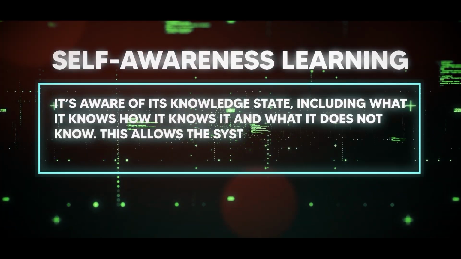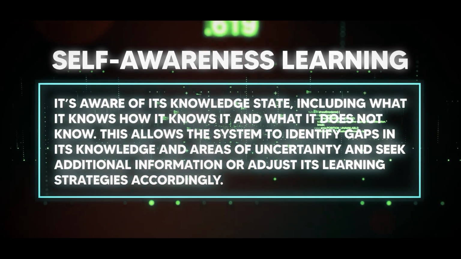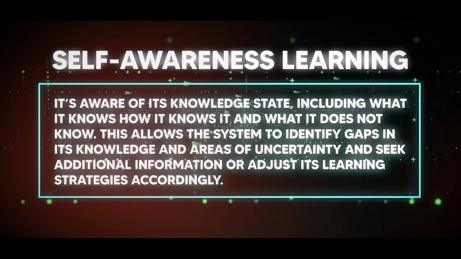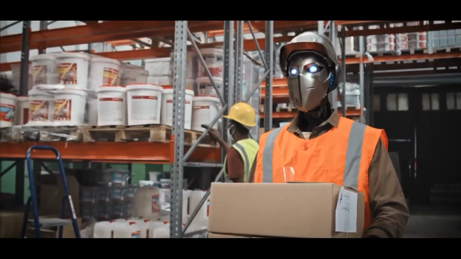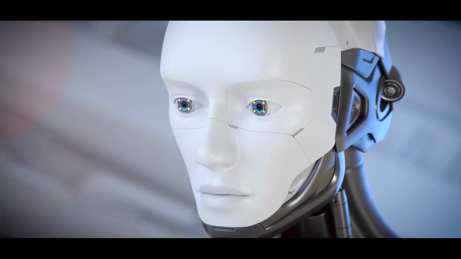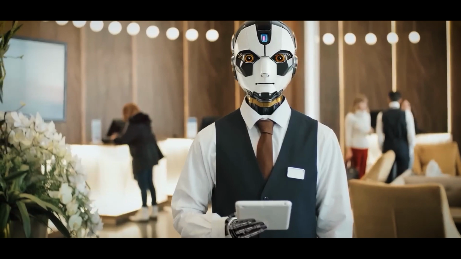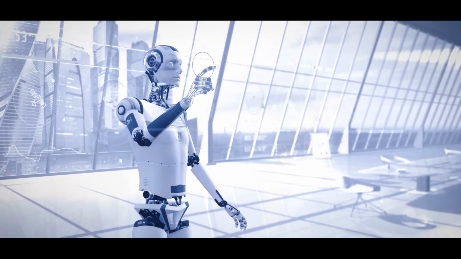It's aware of its knowledge state, including what it knows and how it knows it, and what it does not know. This allows the system to identify gaps in its knowledge and areas of uncertainty and seek additional information or adjust its learning strategies accordingly. Moreover, self-awareness enables an AI system to make better use of its computational resources by focusing them where they're most needed. For instance, if the system is confident about its knowledge in one area but uncertain about it in another, it might choose to allocate more resources to the uncertain area.